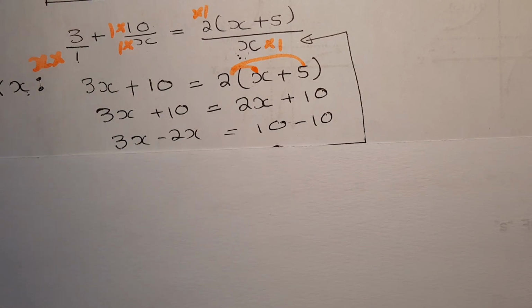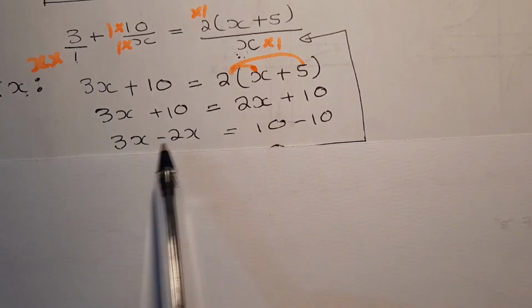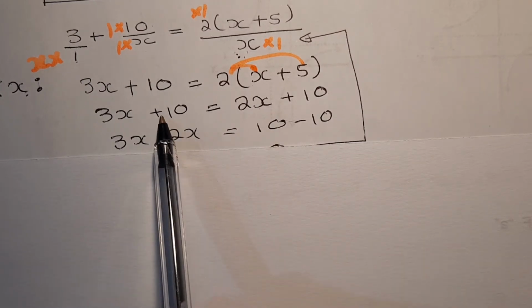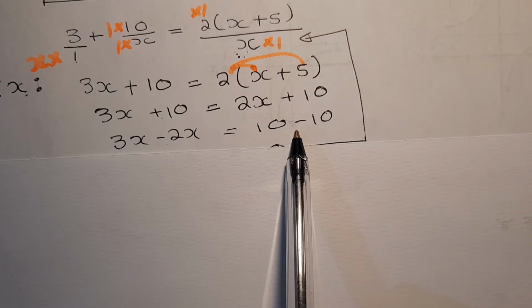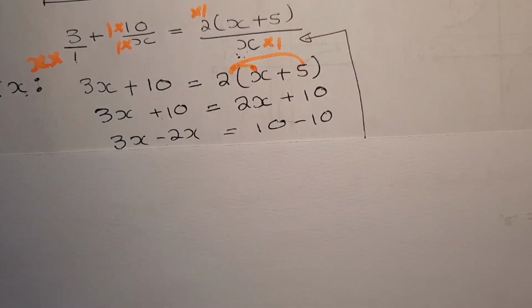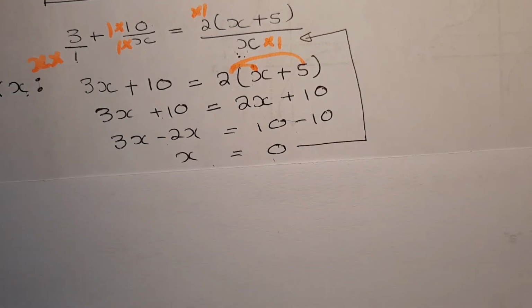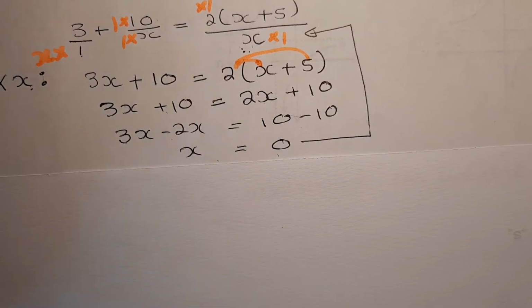From there, we are going to take all the x's to the left-hand side. And I get rid of plus 2x by saying minus 2x. The inverse of plus 10 is minus 10. We group our like terms. 3x minus 2x is x, and 10 minus 10 is 0.